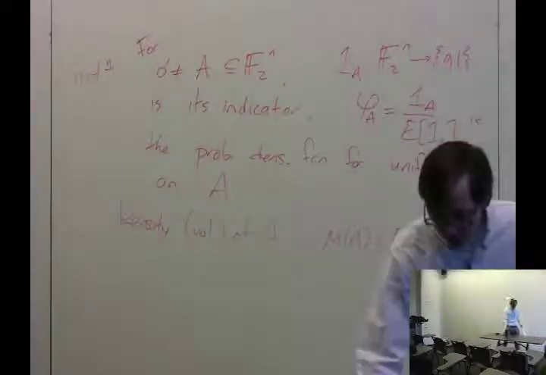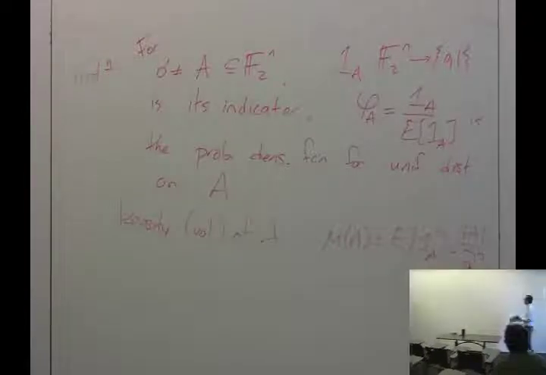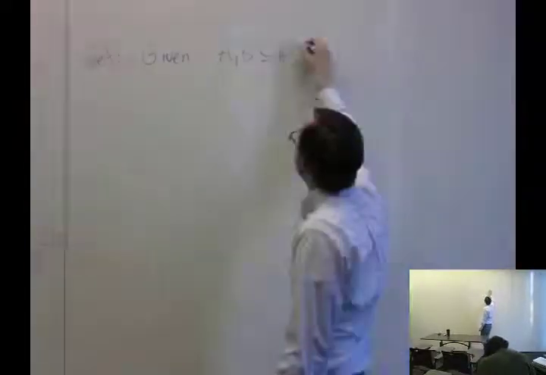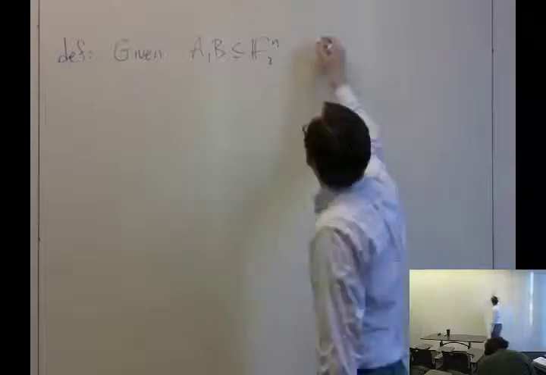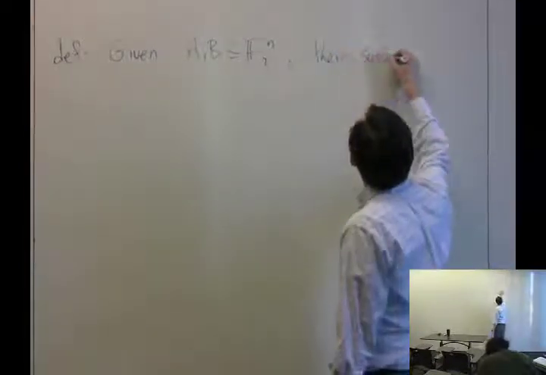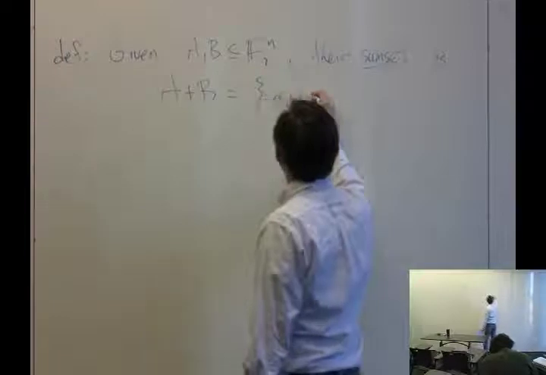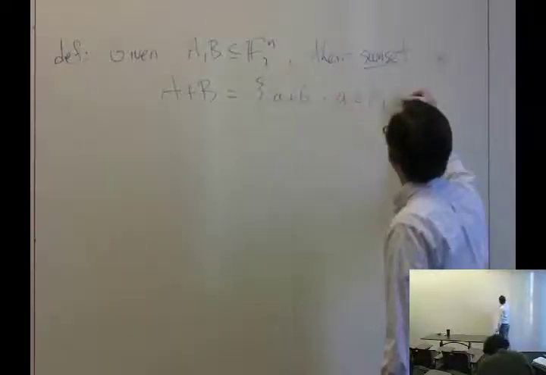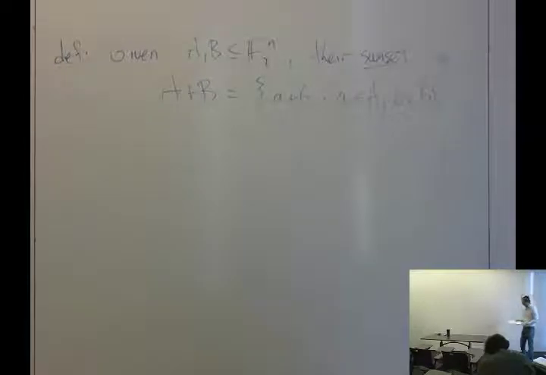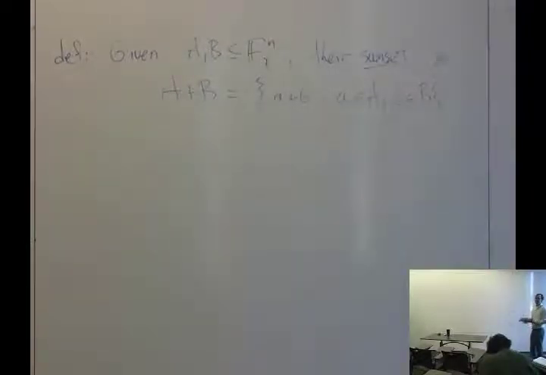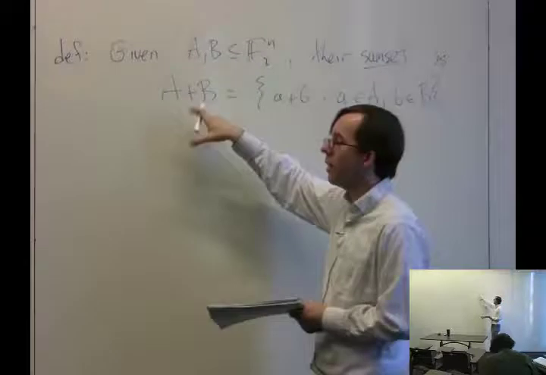Perhaps the most basic thing that we like to study in additive combinatorics is the sum set. Given two sets, A and B, in F2 to the n, although we'll mostly think about the case where A equals B, their sum set is denoted A plus B, and it's just the set of all things that you can achieve by adding up one thing from A and one thing from B. F2 is actually a particularly pleasant place to do arithmetic combinatorics because addition and subtraction are the same. So we don't even have to worry about the distinction between a difference set and a sum set.